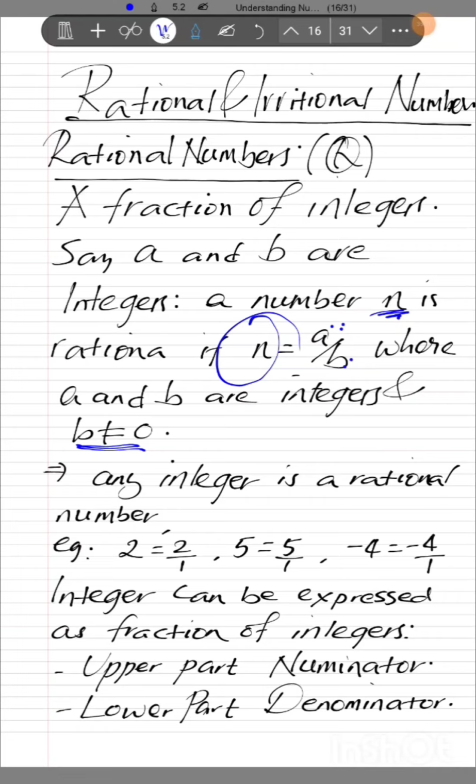Now here, any integer is a rational number, yes, because an integer too can be expressed as a fraction of two integers. 2 is 2 divided by 1. 5 is 5 divided by 1. Minus 4 is minus 4 divided by 1. These are fractions of integers. Any fraction of integers is a rational number. Integers can be expressed as a fraction of integers, true. We have a name for it. The upper part is the numerator, the lower part is the denominator.